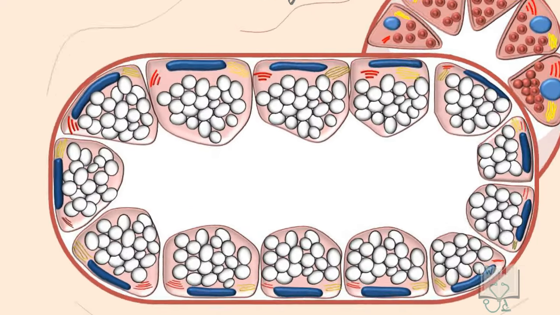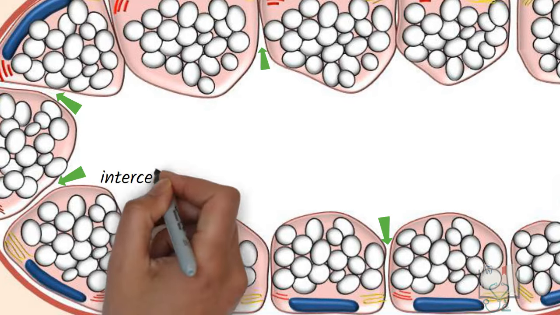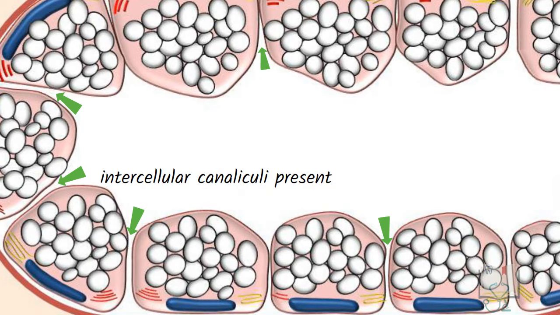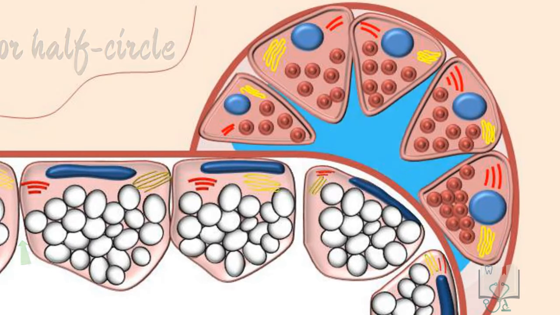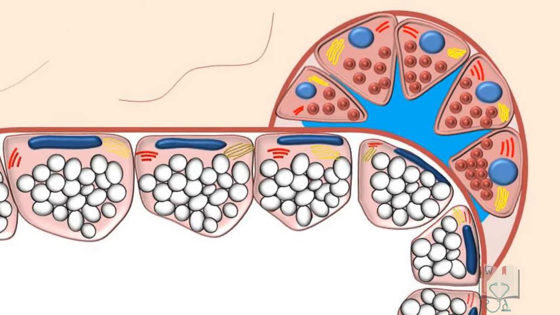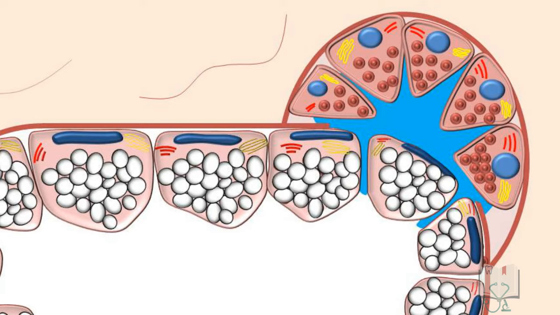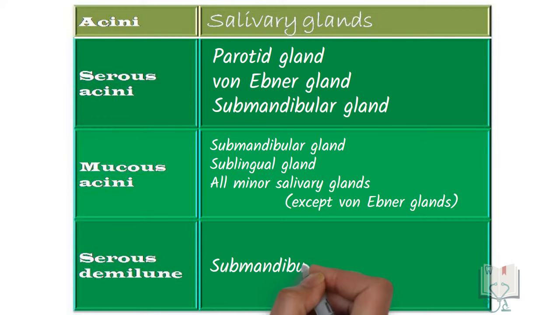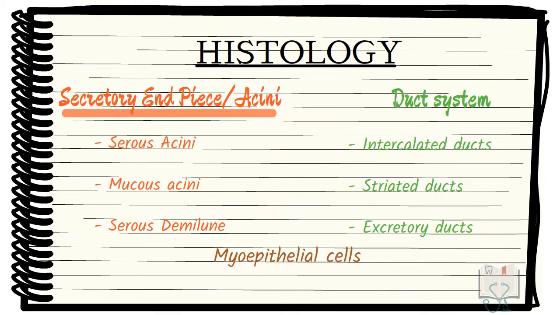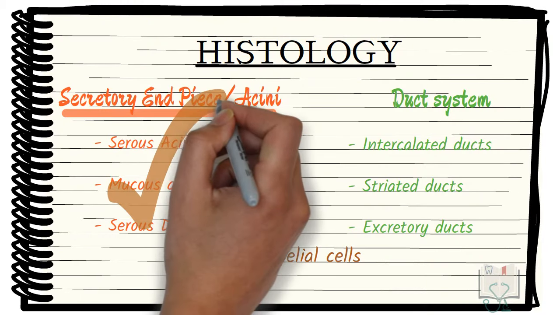The mucous acini in serous demilune have intercellular canaliculi, which are not normally seen in mucous acini. The saliva from the serous acini passes through these intercellular canaliculi and enters the lumen of mucous acini, from where it enters the ducts. They are predominantly seen in mixed salivary glands like submandibular glands. So that was about the various types of secretory end pieces or acini.